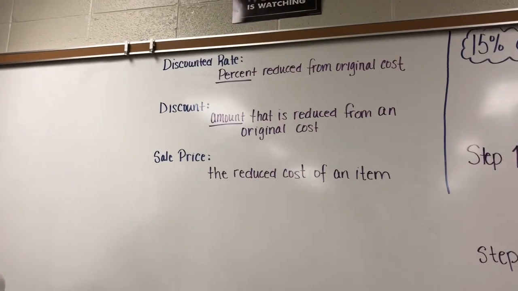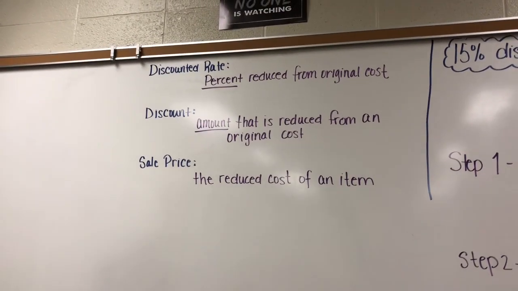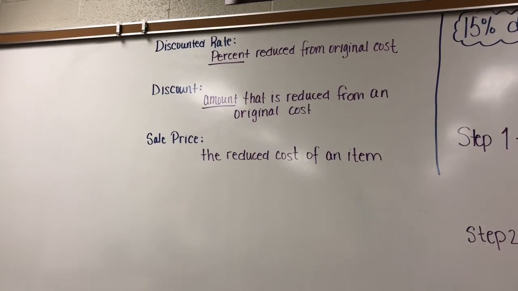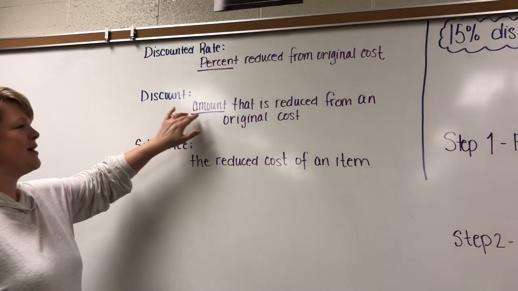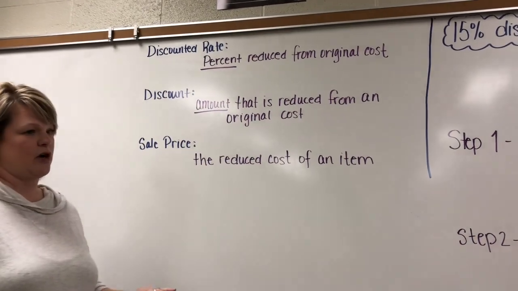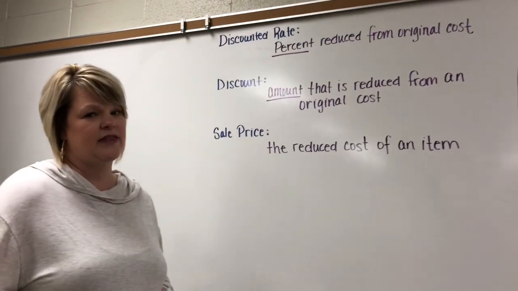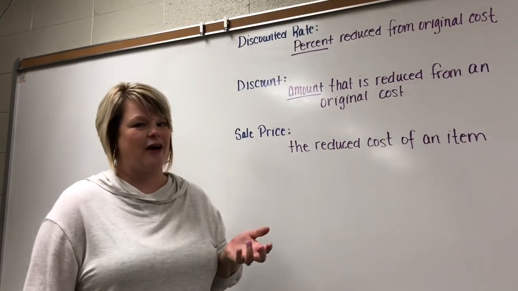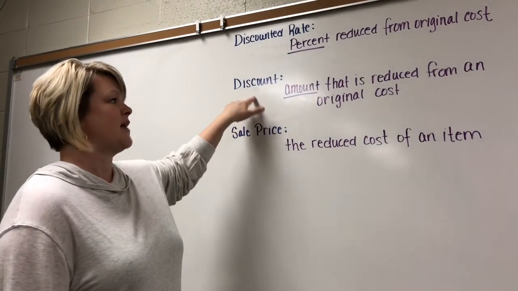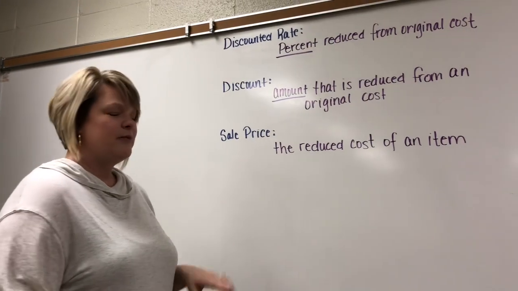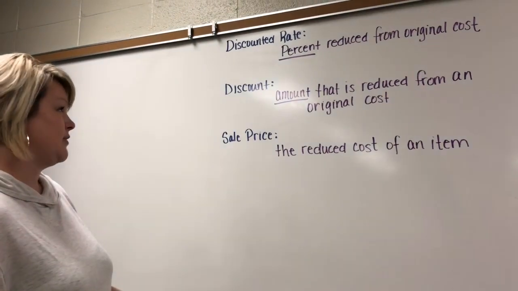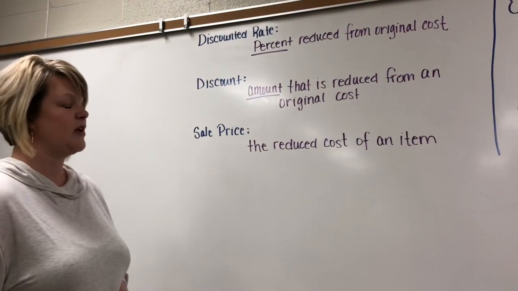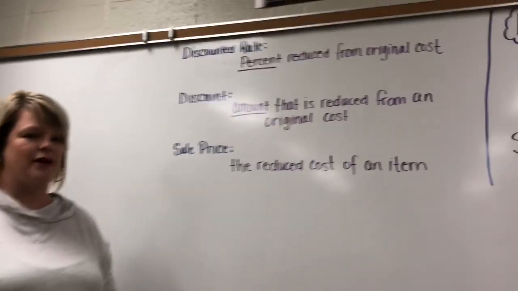Okay, here's some vocabulary we need to look at first. Discounted rate. It's the percent reduced from the original cost. The discount is the amount that is reduced from an original cost. So if you go into a store, you may see a sign that says 30% off. That's the rate. Then you have to do the math to figure out how much is 30%. That's the discount. Then when you're all done, you find that percentage off, the discount, you have the sales price. That's the reduced cost of an item. Go ahead and pause this so you can finish writing these out.